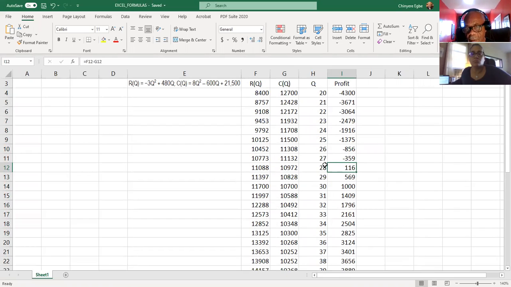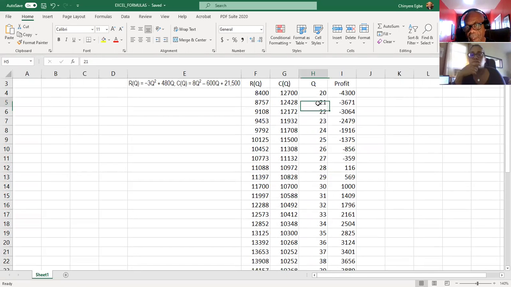So the first break even is between 27 and 28. So you can use 28. As a matter of fact, you should use 28 because at 27 you don't break even. At 28 you break even. Is that correct? That is correct.